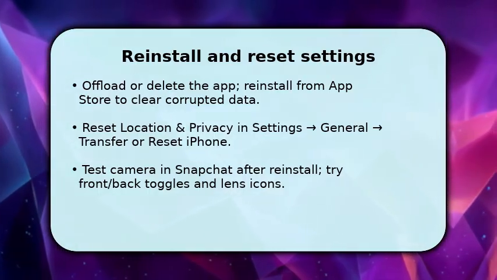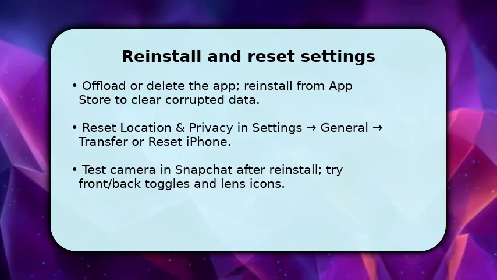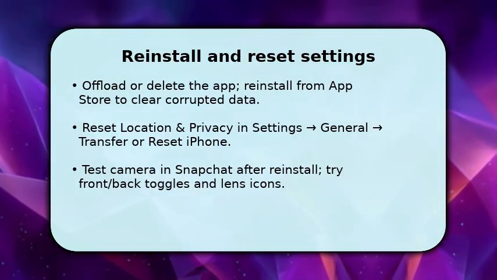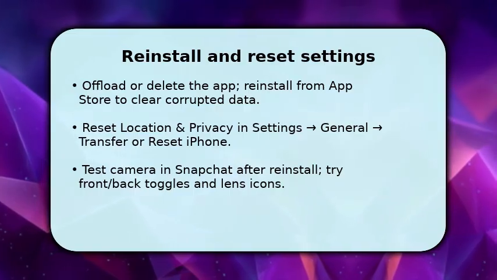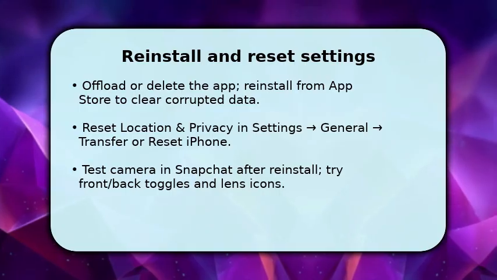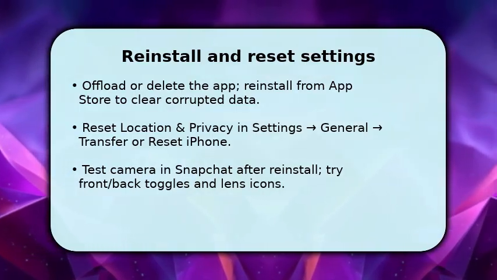After reinstalling, reset location and privacy so permission prompts can reappear and be accepted. Go to Settings, General, Transfer or Reset iPhone, and choose Reset Location and Privacy. Then launch Snapchat, grant permissions when prompted, and test the camera by toggling front and back and tapping the shutter.